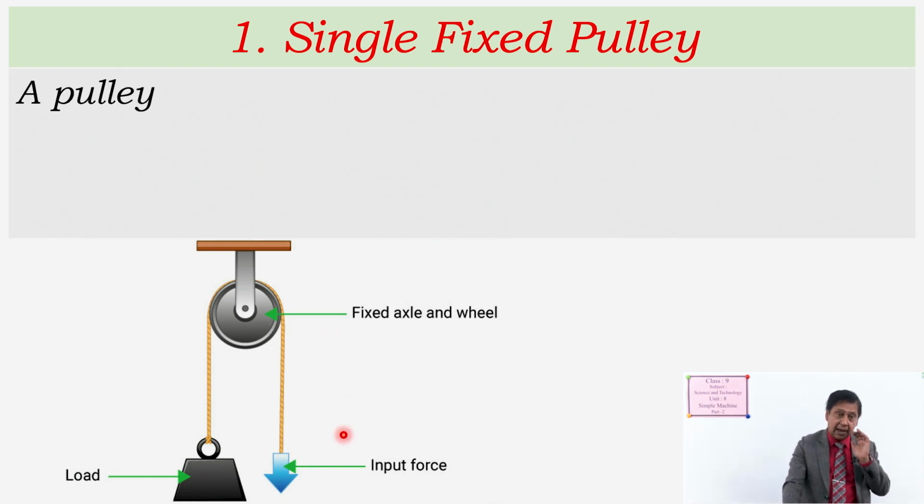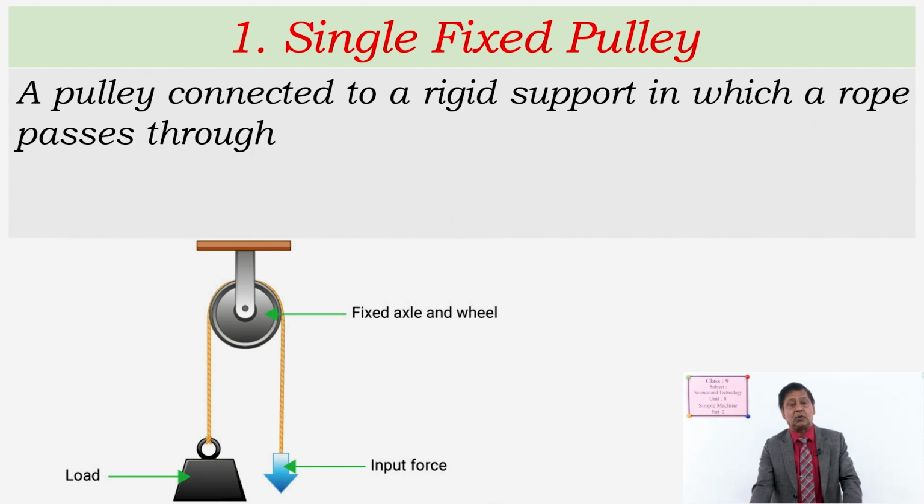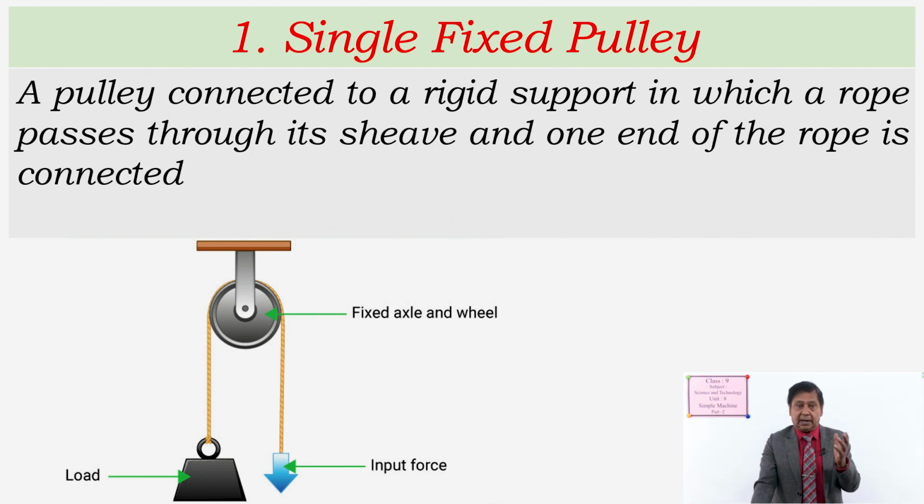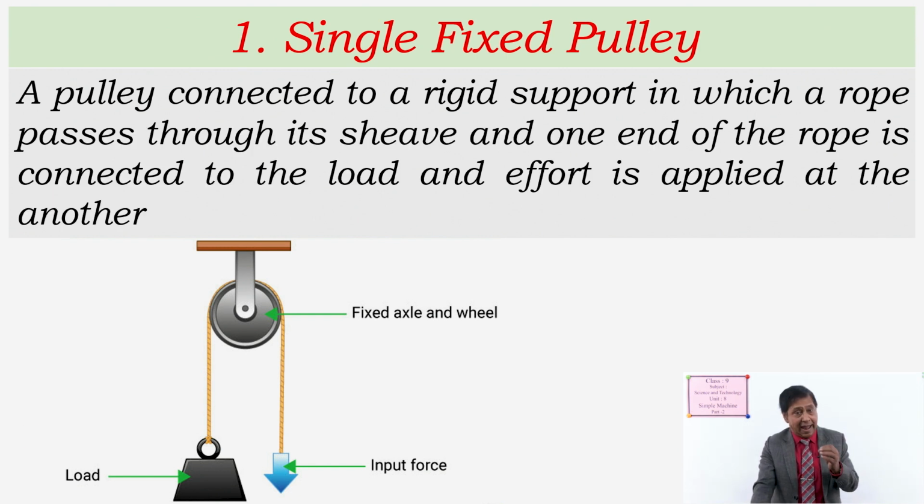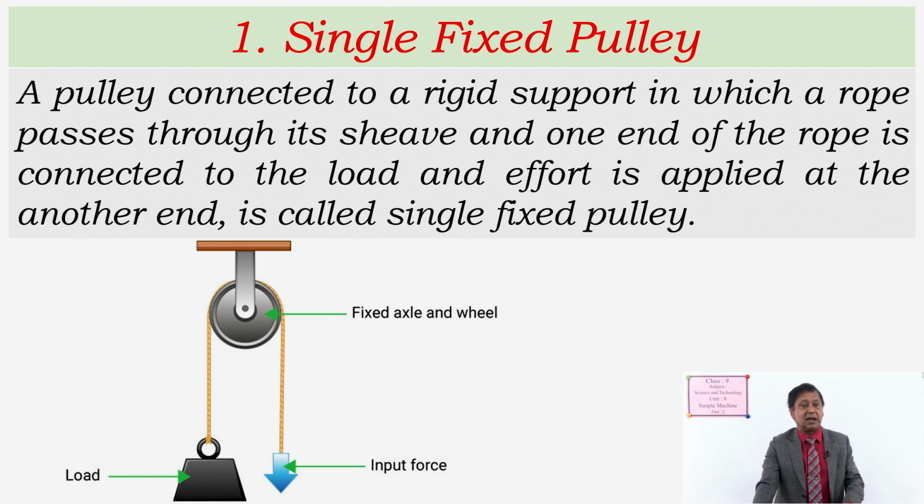Now, how can we define this way? A pulley connected to a rigid support in which a rope passes through its sheath and one end of the rope is connected to the load and effort is applied at the another end is called single fixed pulley. If you are told to define single fixed pulley, you can define this way.